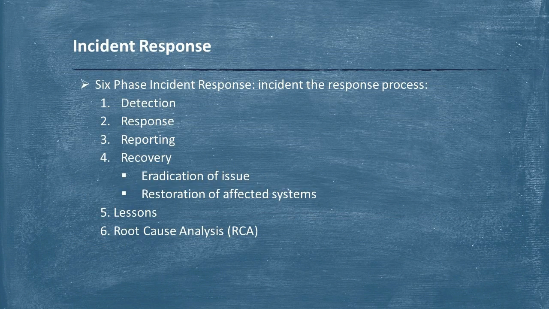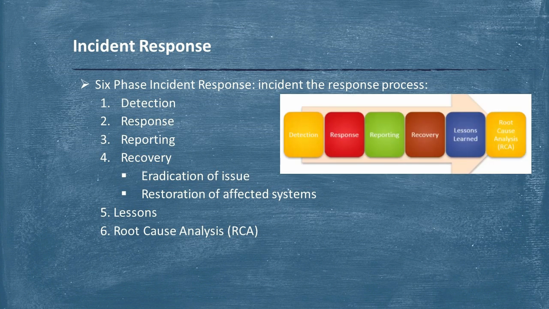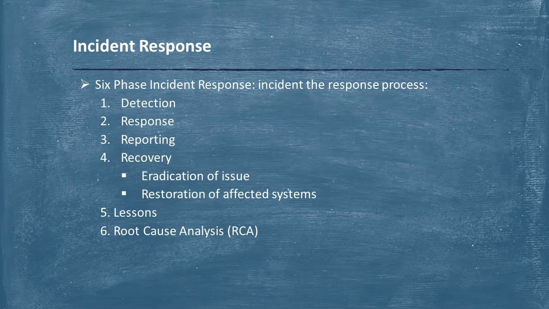In this session, let us inspect the incident response process. What are the different phases in incident response? The incident response process has 6 phases. First, detecting the incident, something has gone wrong, and then responding to it, reporting it, recovering from that incident, lessons learned, and then root cause analysis. In the recovery, eradication of the issue is possible in certain cases, and restoration of the affected systems. 2 points there in recovery.